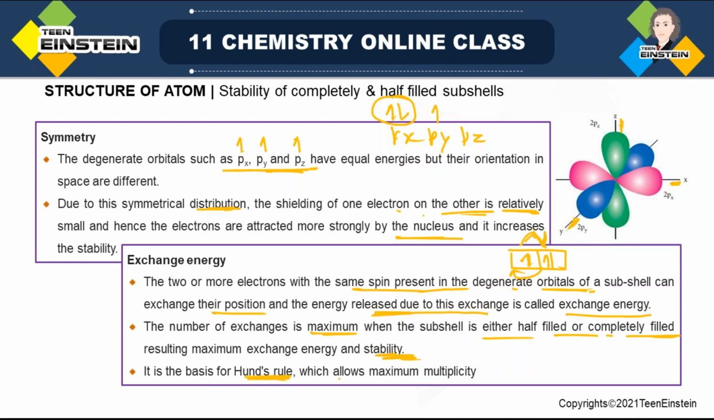Hund's rule says that we should be placing the electrons 1, 1, 1, and then pairing should be there. Why is it so? It is because of this exchange energy. First it should be half filled, then for the fourth electron in p you can make a pair.